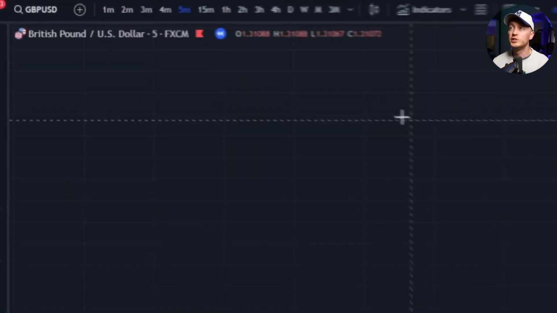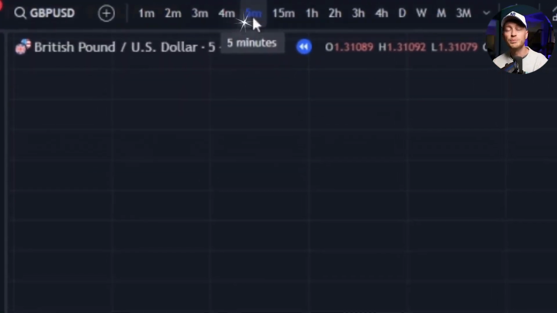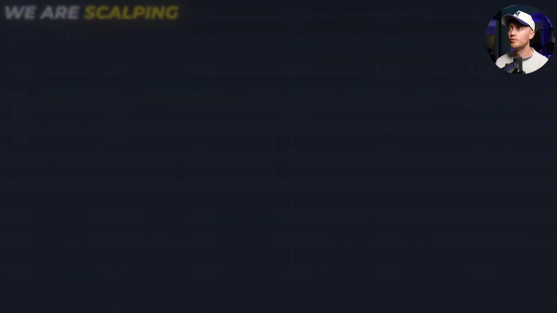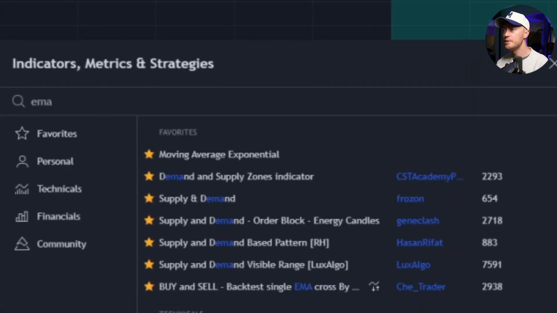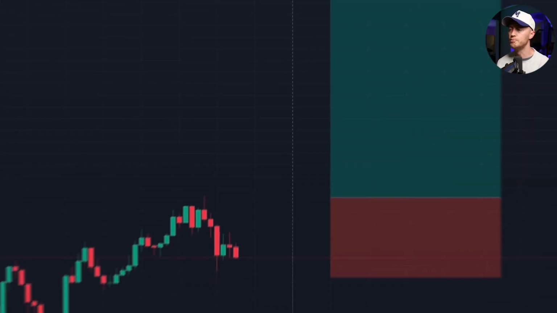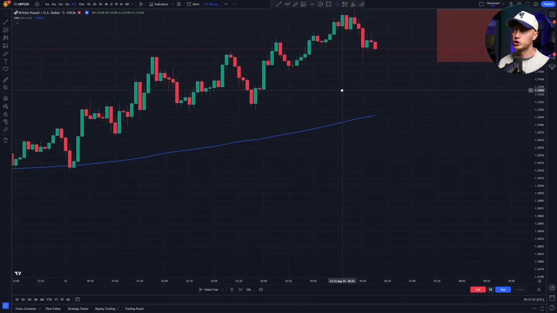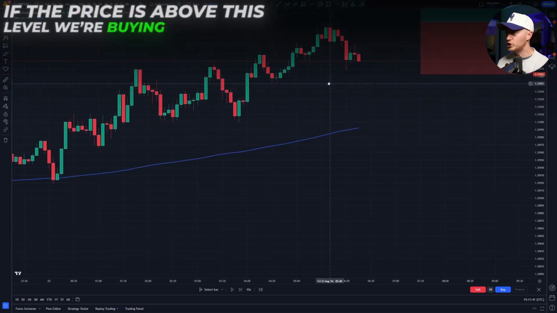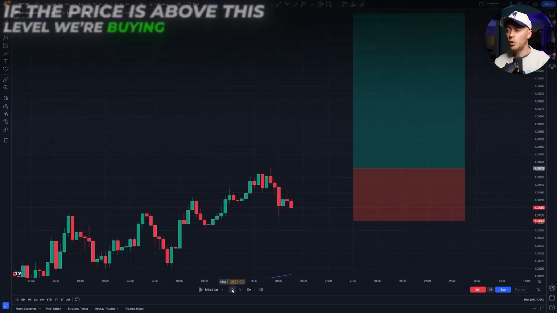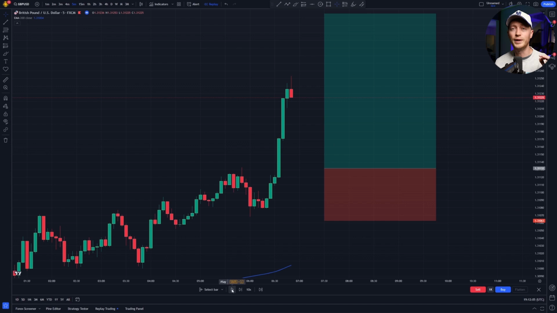First thing I want you to do is set your time frame to 5 minutes because we are scalping. Next, come over to indicators here, type EMA. Just put this 200 period moving average on your chart because we're trading with the trend. If the price is above this level, we're buying. Now all we want to see here is an impulsive move in line with the trend. This is our impulsive move.